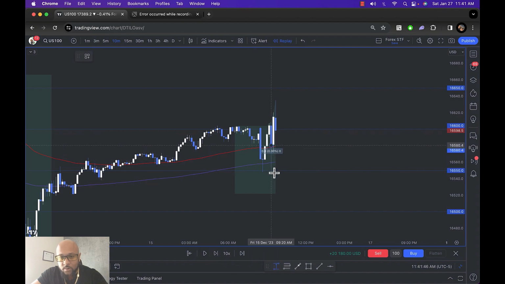Your drawdown was 32 points, right? And then now it's moving into profit. And it hit TP1 already, right there. All right, so let's keep it moving.